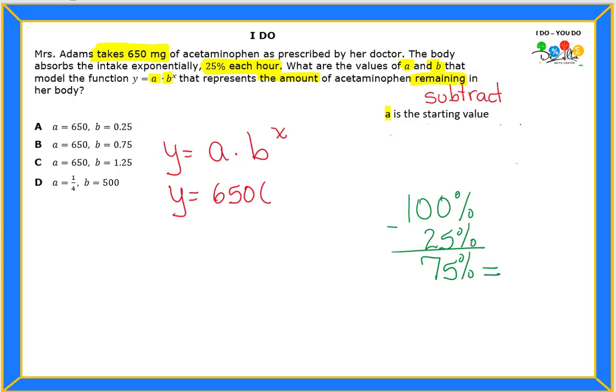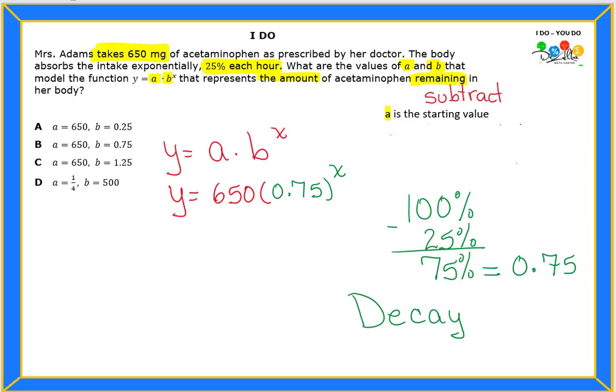And 75% is the same thing as 0.75. Very good. Be careful with this, because there's another type of question where you're going to see something like adding or growing. This is what we call a decay, because it's going to be getting less, less, and less. So my number here will be 0.75 to the x power.